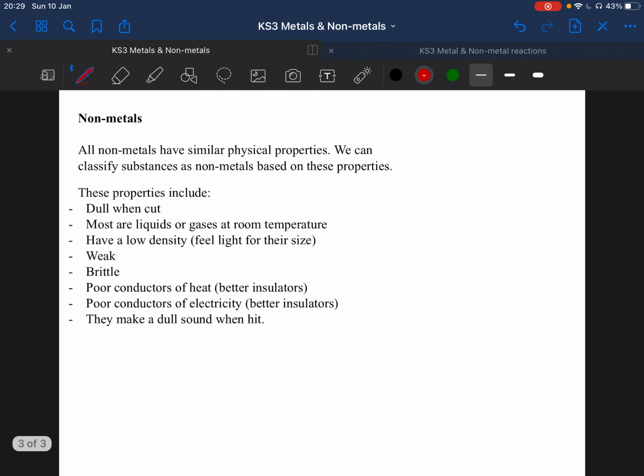Okay, guys. So let's look at our non-metals. Non-metals again are classified by their physical properties, except this time they are pretty much the opposite of metals. So if you look, we've got dull when cut. They're mainly liquids or gases at room temperature. They have a low density, so if you were to pick them up, they would feel very light.